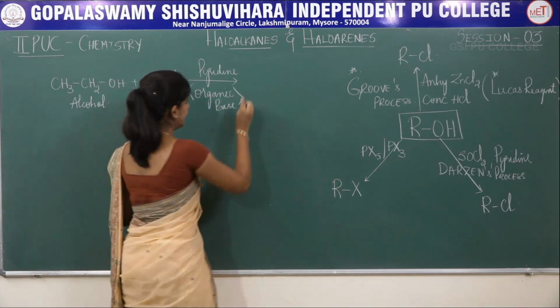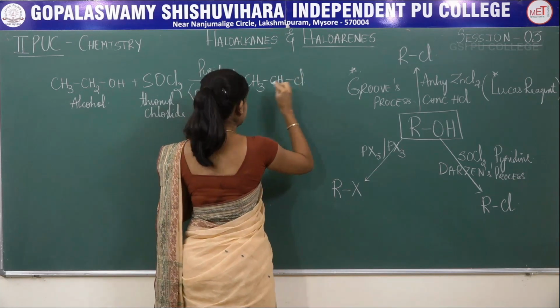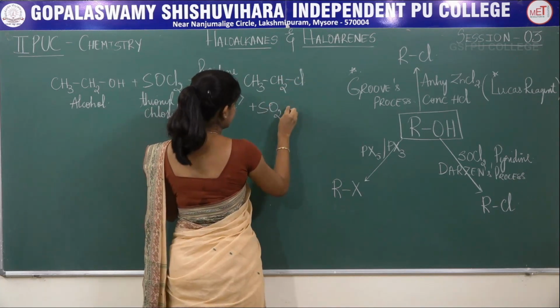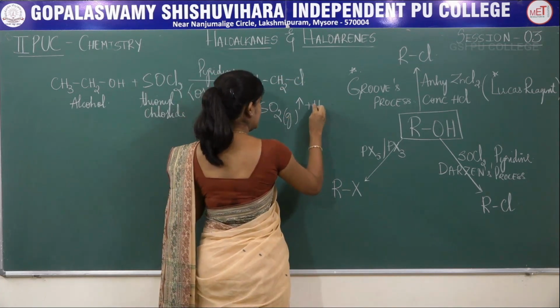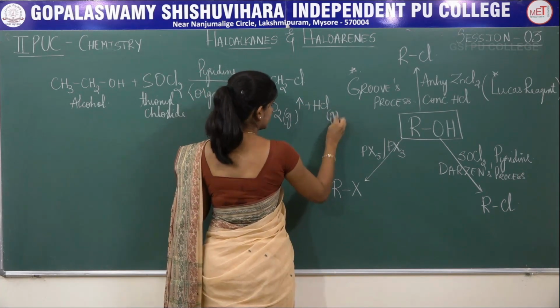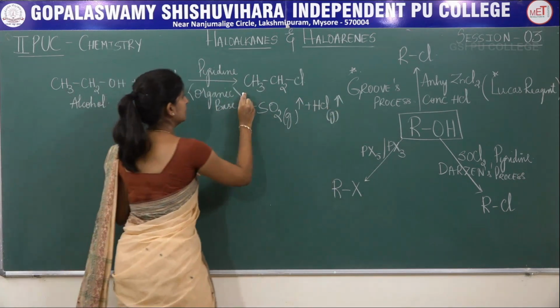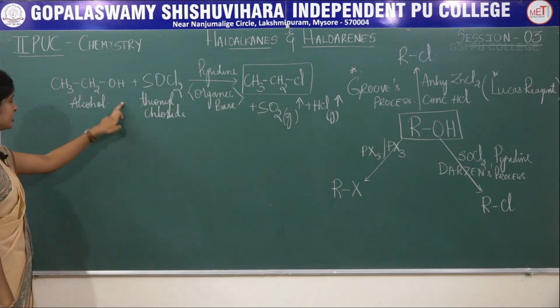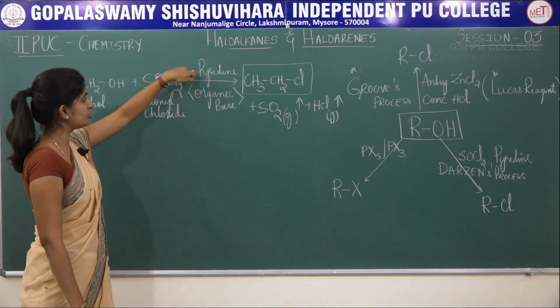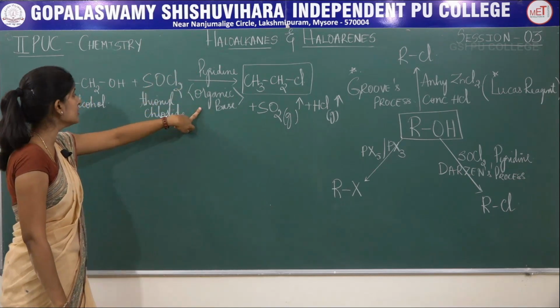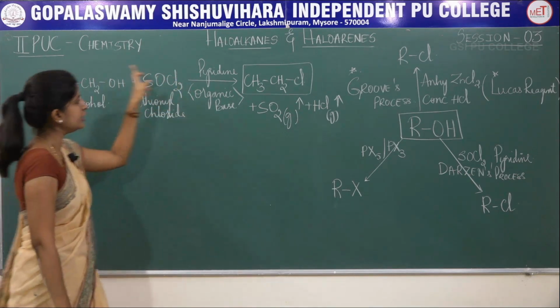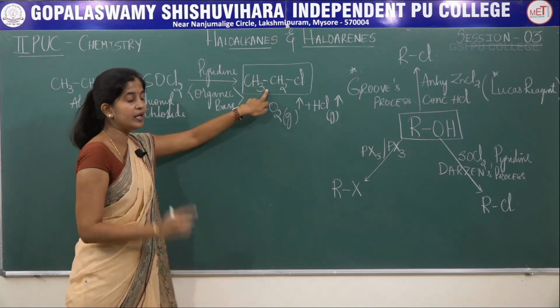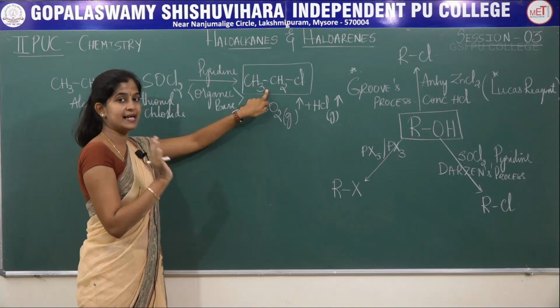Products are, you get chloroalkane, that is ethyl chloride, plus sulfur dioxide, which is a gas, plus HCl, which is also a gas. So this is the reaction. You get your chloroalkane from this method. Darzon's process, remember the reagent, thionyl chloride in presence of pyridine, an organic base, which converts your alcohol into your chloroalkane. Remember, here only chloroalkanes are prepared.